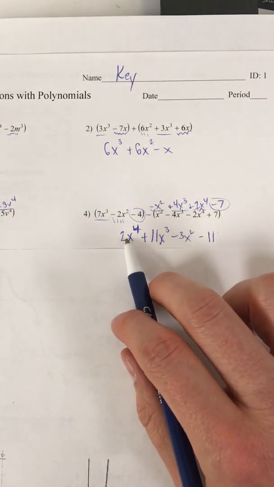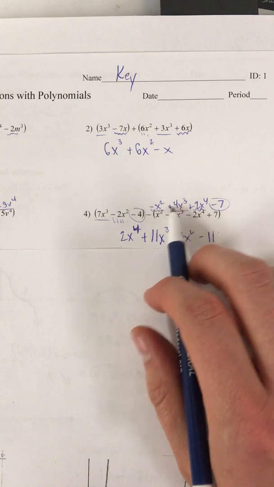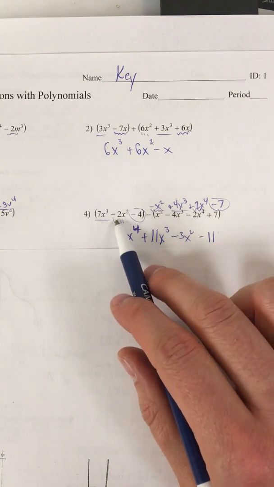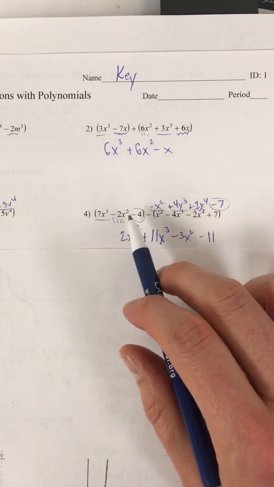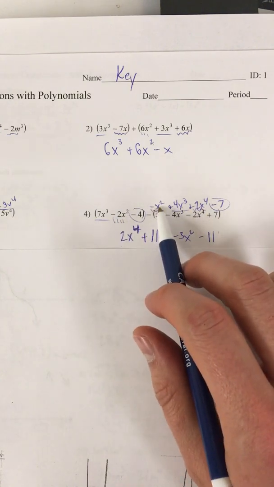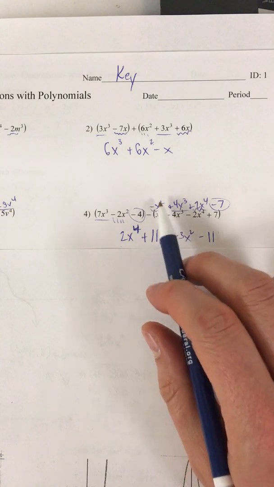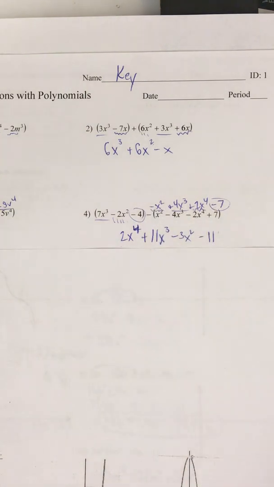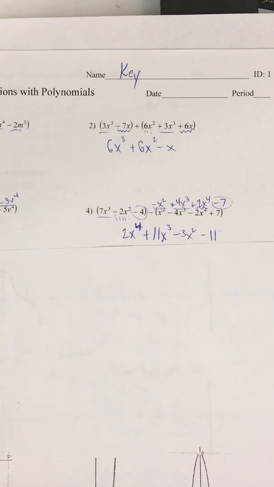So that would be 2x to the 4th, and then 7x cubed plus 4x cubed, you distribute that minus, going to give you 11x cubed. You got negative 2x squared plus negative 2x squared minus another x squared going to be negative 3x squared. Remember, there's a 1 there. And then negative 4 minus 7 going to be negative 11. Okay, so that's been adding and subtracting.